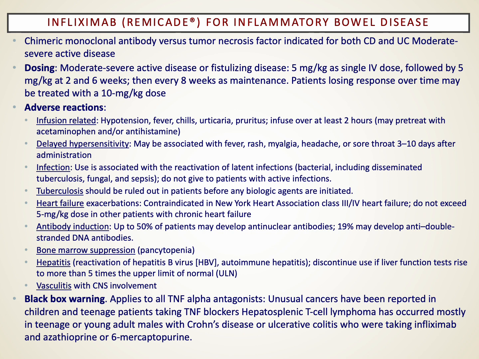This has been around for more than a decade. It's a chimeric monoclonal antibody against tumor necrosis factor. It's indicated for both Crohn's disease and ulcerative colitis when it's moderate to severe. It's typically dosed as an IV loading dose and then every 6 to 8 weeks. You start with week 0, week 2, week 6, and then every 8 weeks for ongoing therapy.